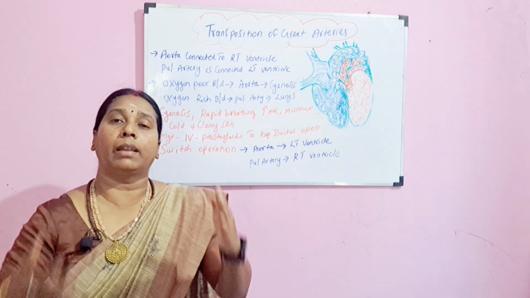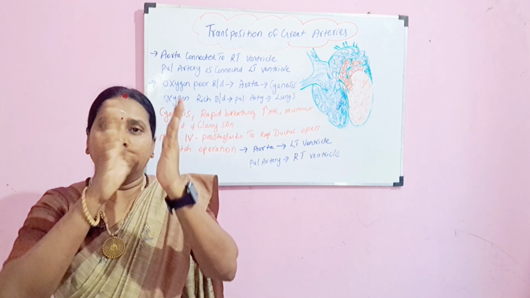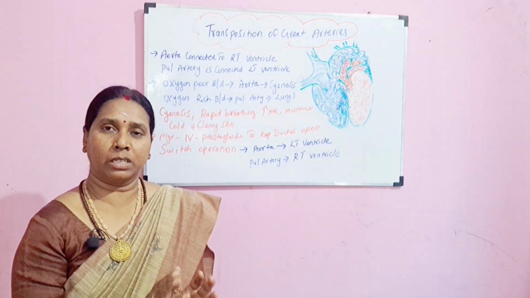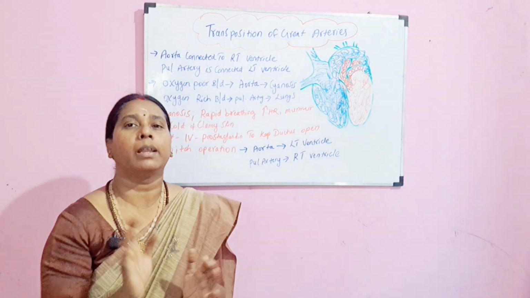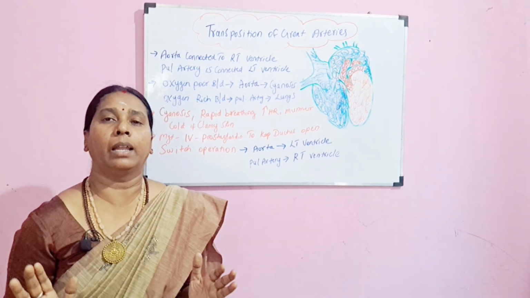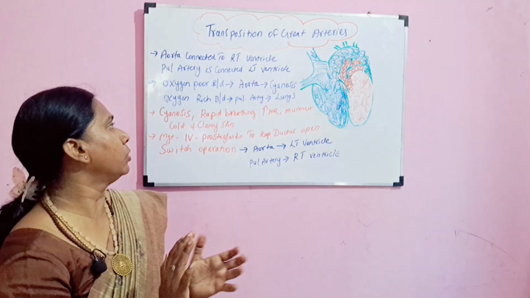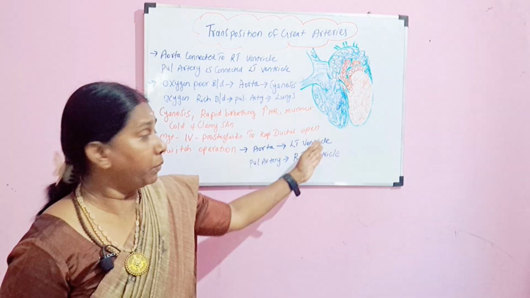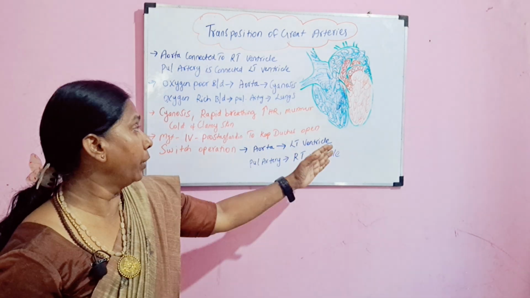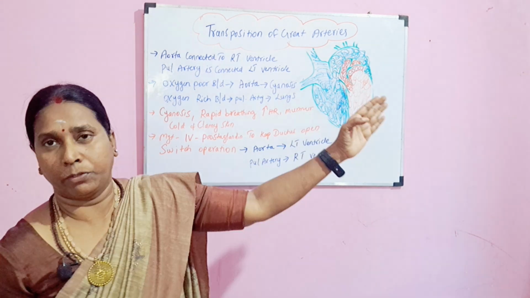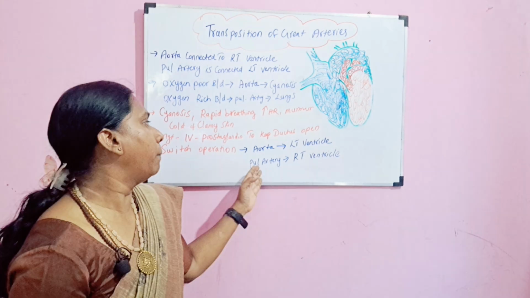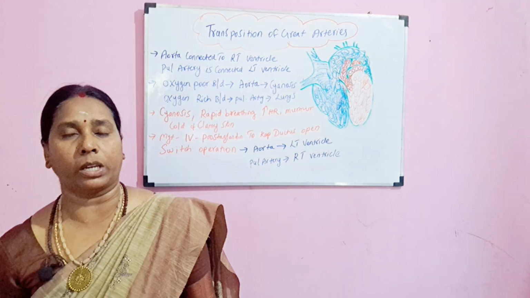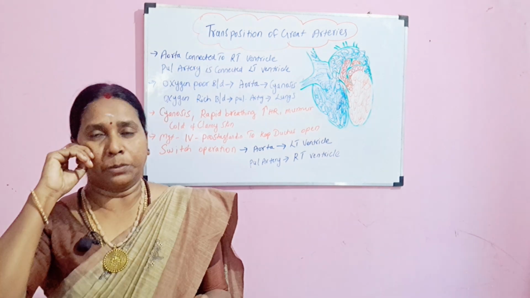That mismatching was there, no? So you are going to rectify it and give the correct position so that oxygenated blood goes for systemic circulation, and deoxygenated blood goes to the lungs for purification. So this is your switch operation. The aorta is connected with the left ventricle, which gives pure oxygenated blood for systemic circulation, and the pulmonary artery is connected with the right ventricle, which takes the blood to the lungs for purification. So this is transposition of great arteries.